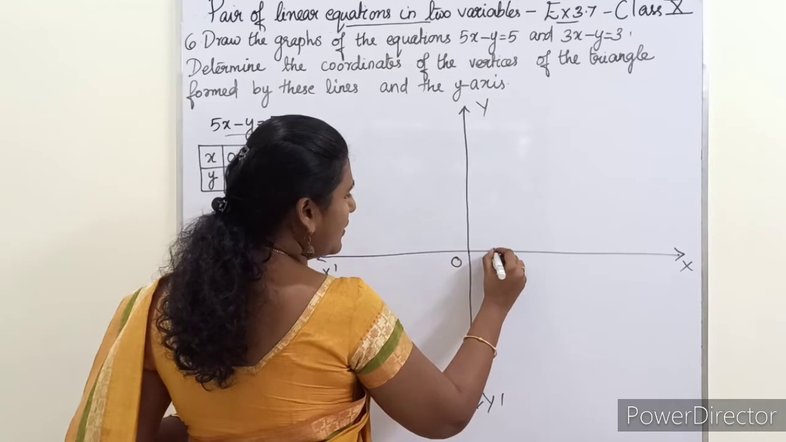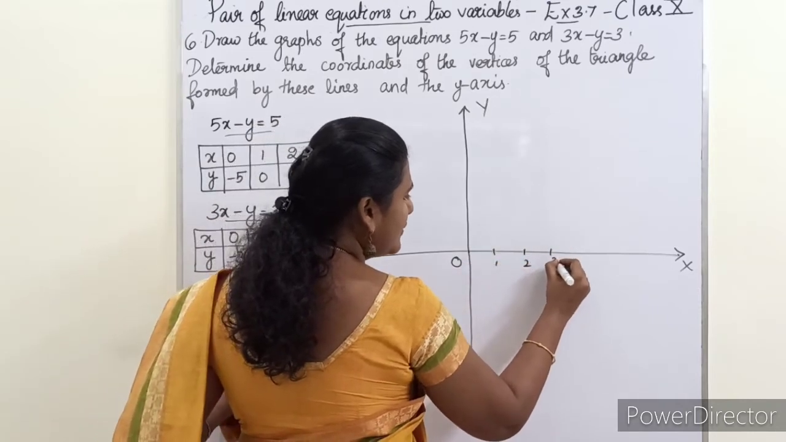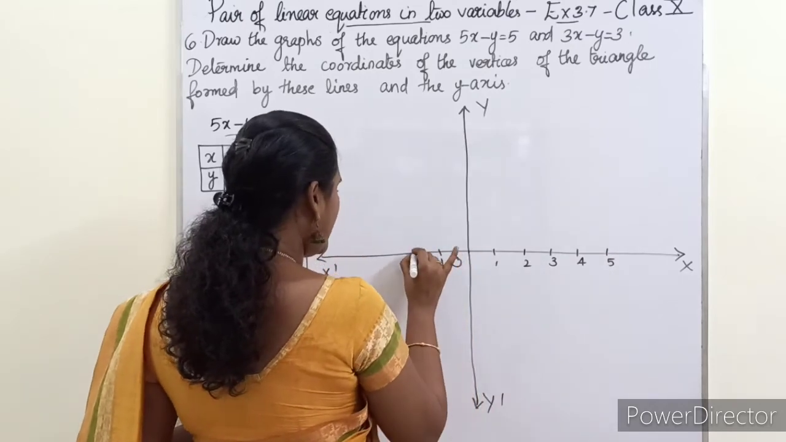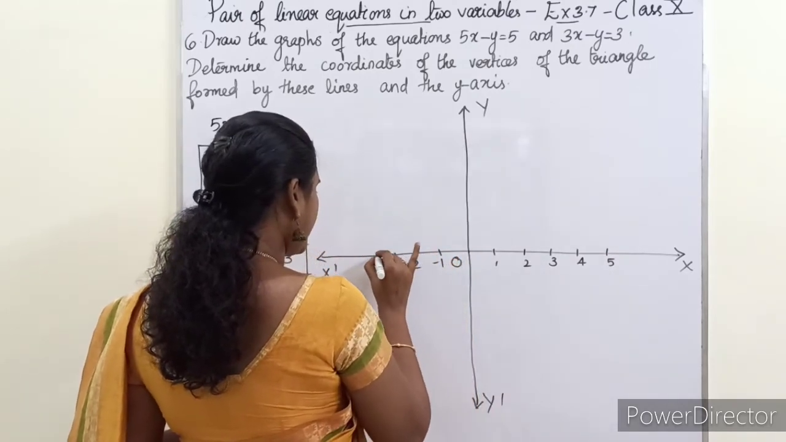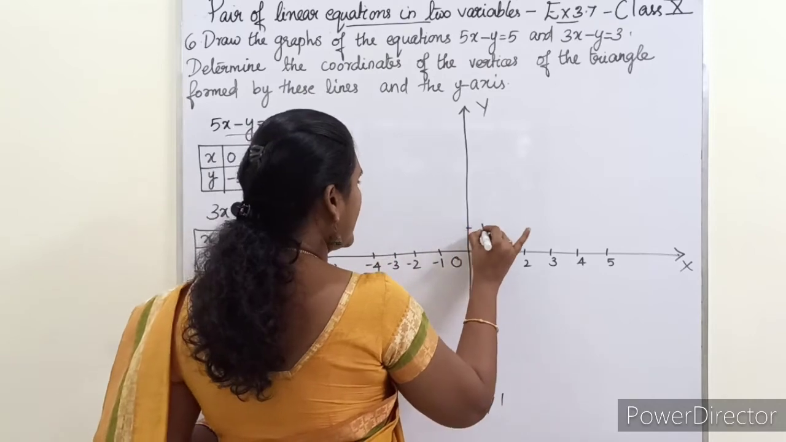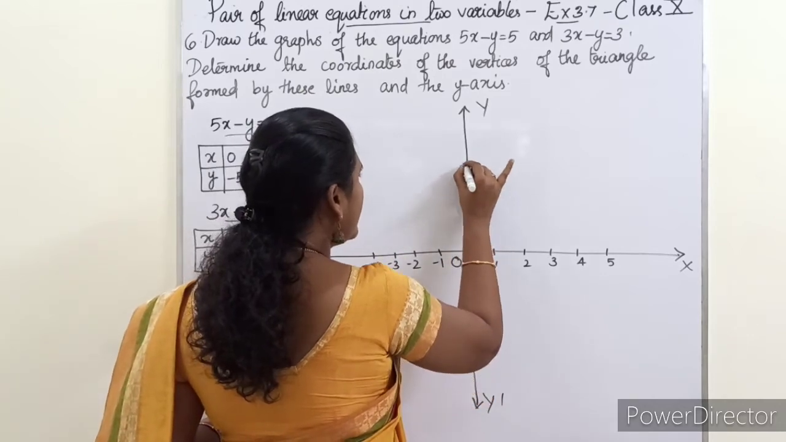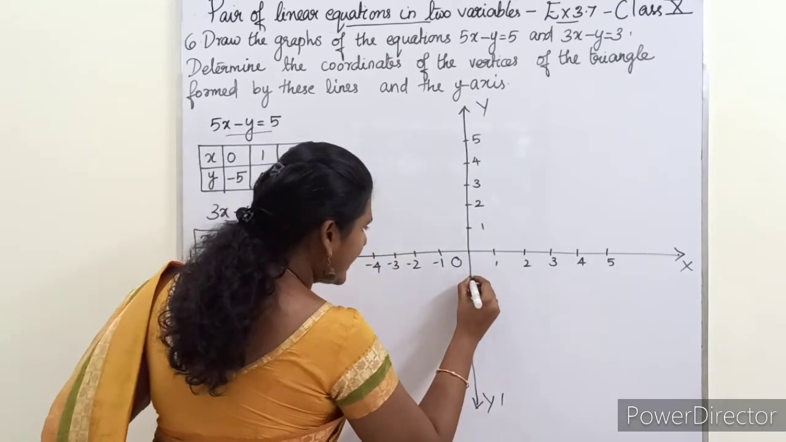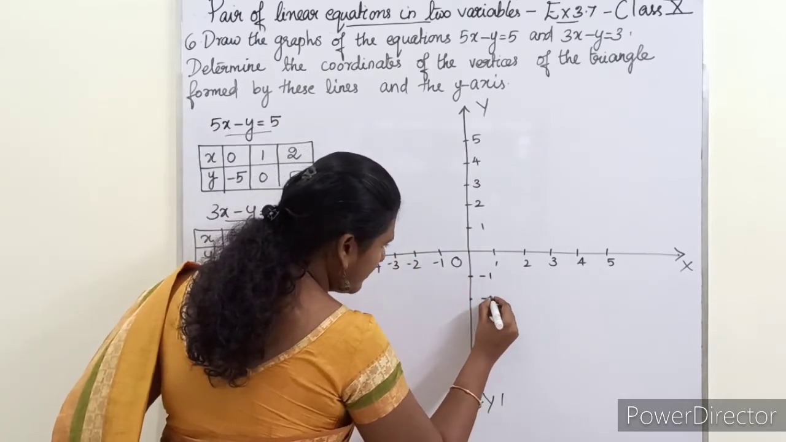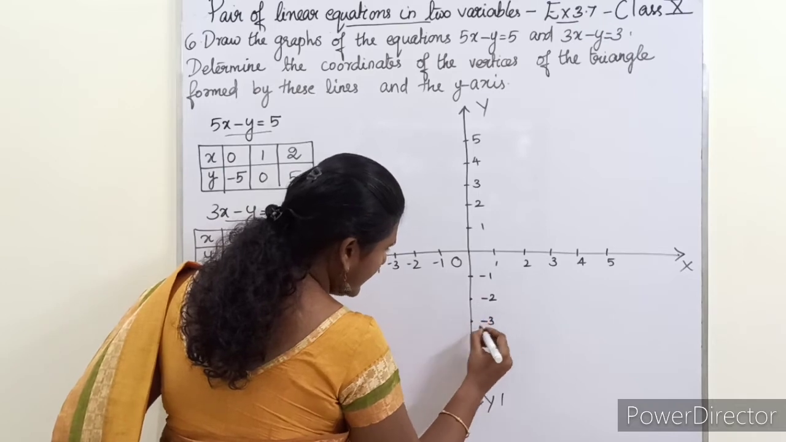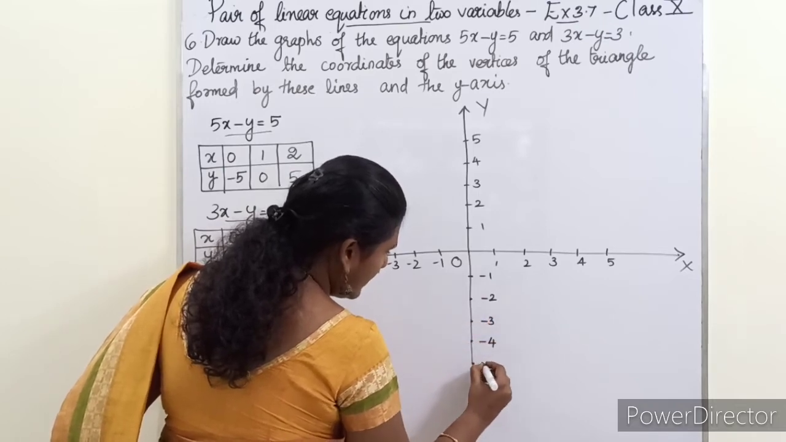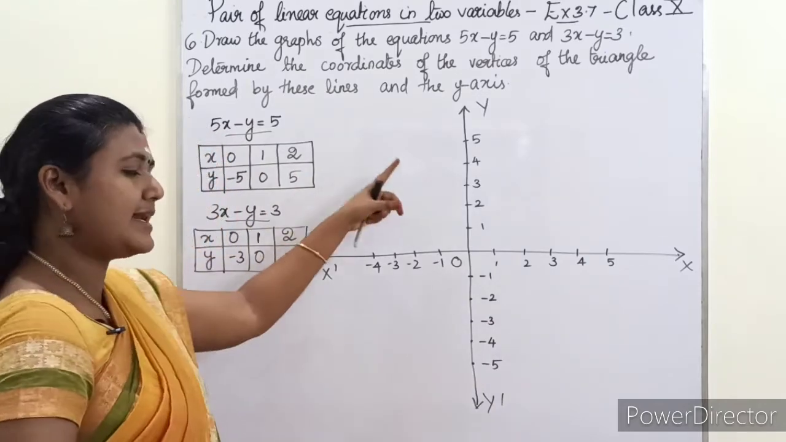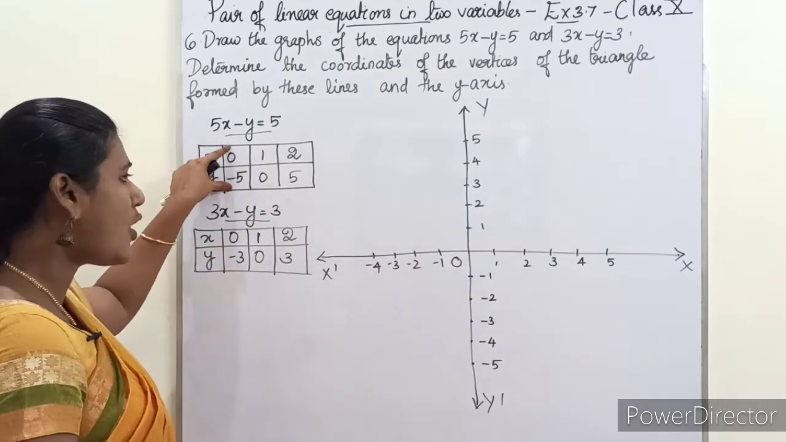Now 0, 1, 2. We are going to plot the points on x-axis and y-axis. Here negative values, and here 1, 2, 3, 4, 5, and in the negative direction also we have minus 1, minus 2, minus 3, minus 4, minus 5. So we have plotted the points. Now coordinate axes we have drawn. Now we are going to plot the points.